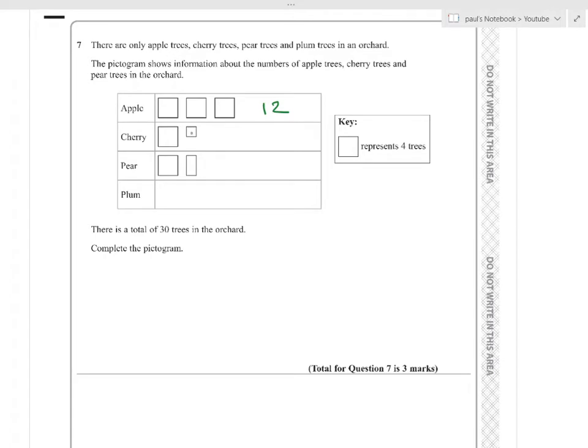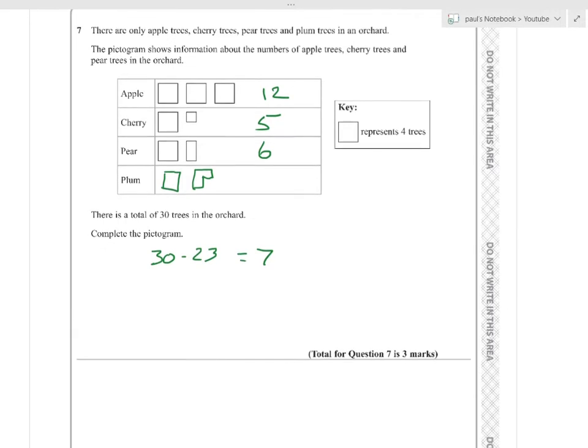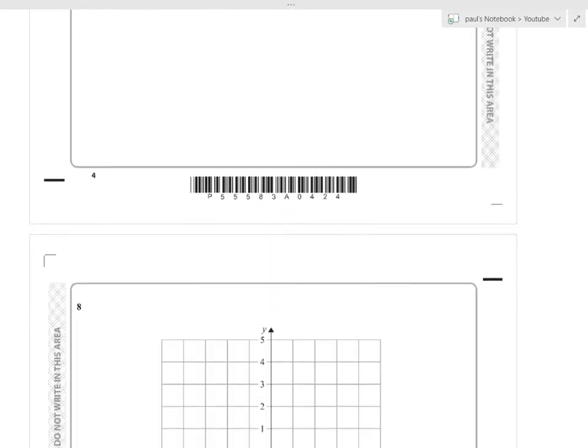That looks like a quarter, so that's 1. So there's 5 cherry. And there's 4, 5, 6 pear. And 18, that's 23 altogether. And so 30 take away 23 equals 7. So we need 7. So 4 and one of these 3/4 things is 7. Right, let's go on to the next one.